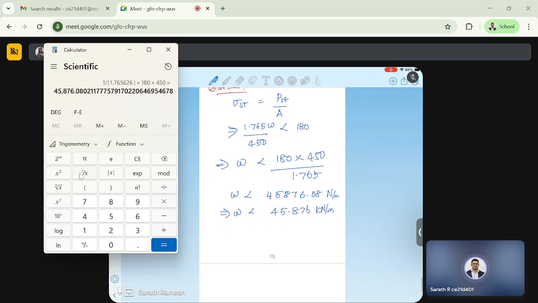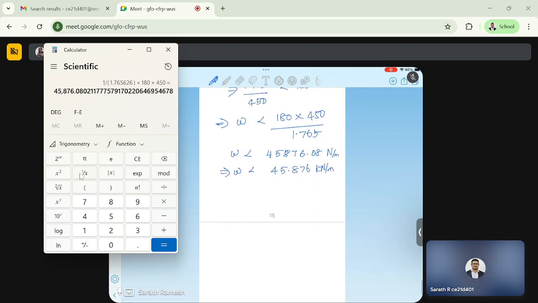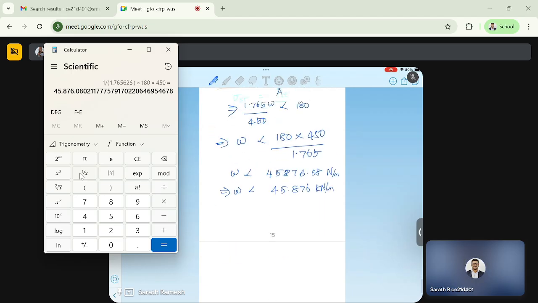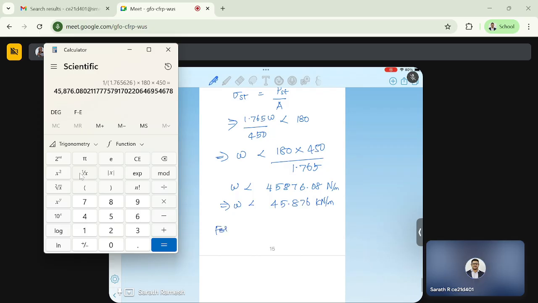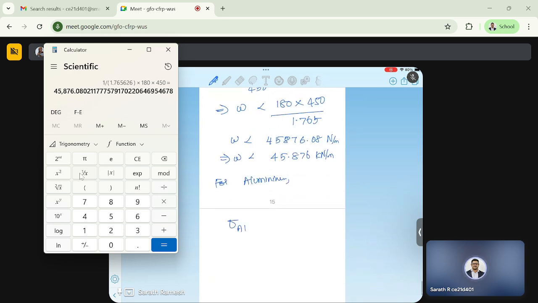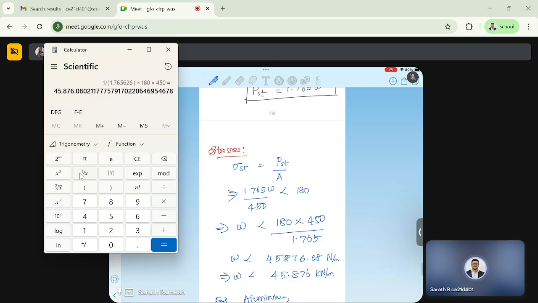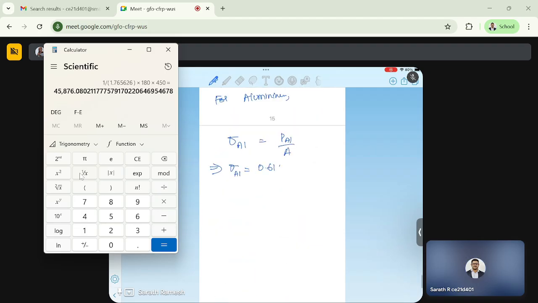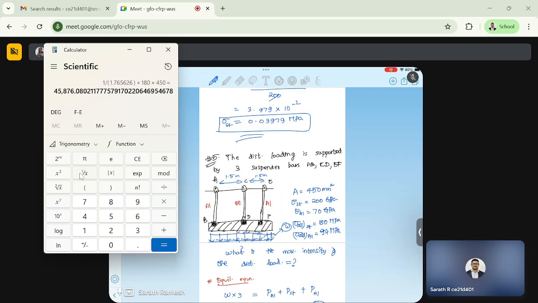And for aluminum, sigma_aluminum equal to P_aluminum by area. So sigma_aluminum is equal to P_aluminum, which is 0.618 W, divided by the area, 450. This should be less than the allowable, which is 70.